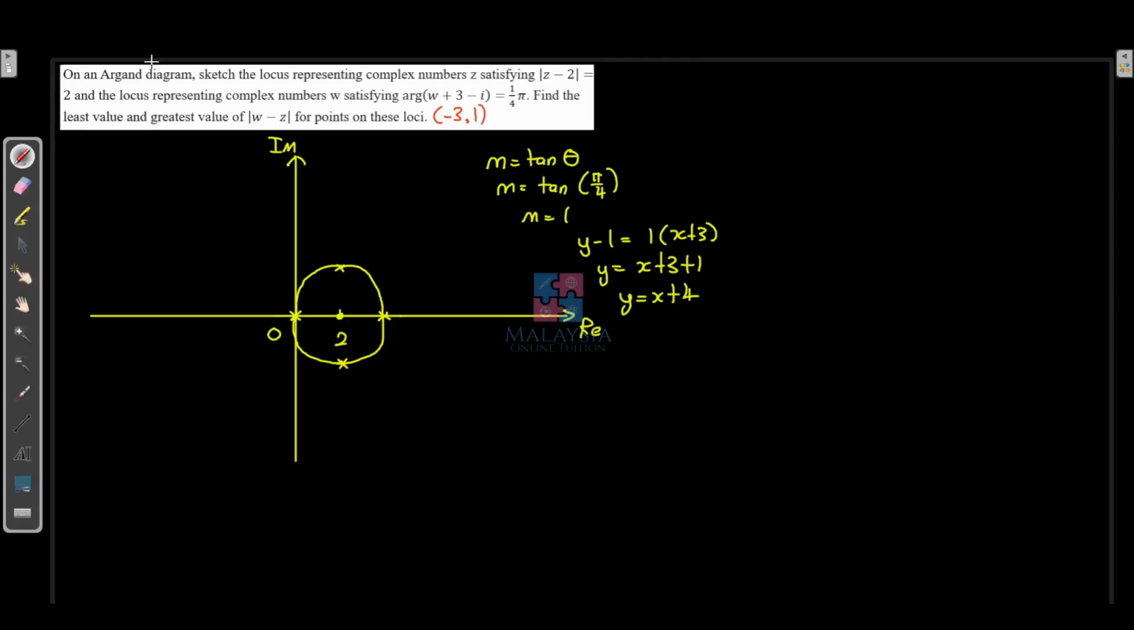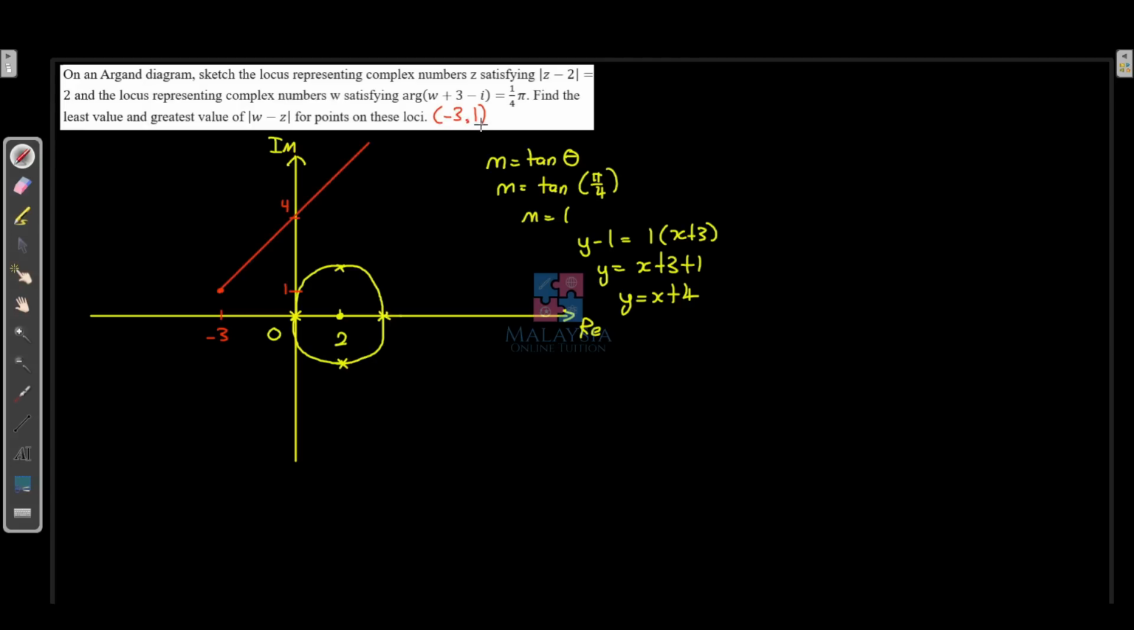So where is -3, 1? Let's check: -1, -2, -3, so somewhere here, and then 1 somewhere here. This is the point where we are going to sketch the half line from. And like I said, the y-intercept is 4, right? So where is 4? 1, 2, 3, 4. Let's say 4 is somewhere there. So it is going to be something like this. That is the half line.